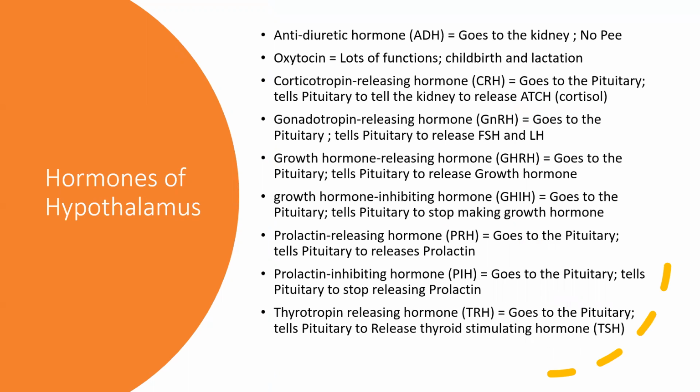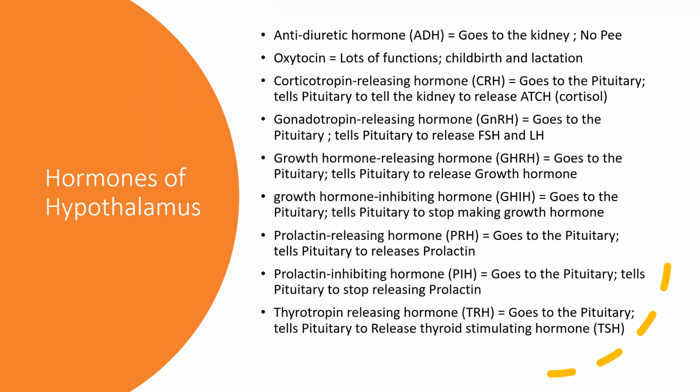So let's talk about the hypothalamus real quick. The hypothalamus releases an assortment of hormones. First up is the antidiuretic hormone, or ADH. Anti means against, diuretic means to pee. So this tells the kidneys to not pee. This will increase blood pressure by retaining water. This usually happens when someone loses blood pressure or is super dehydrated, so we don't lose water and we keep our blood pressure high.